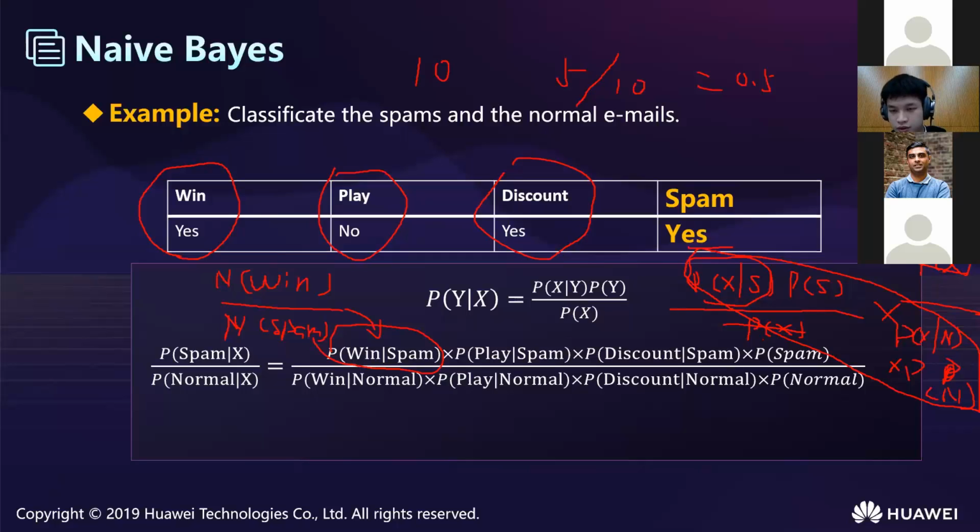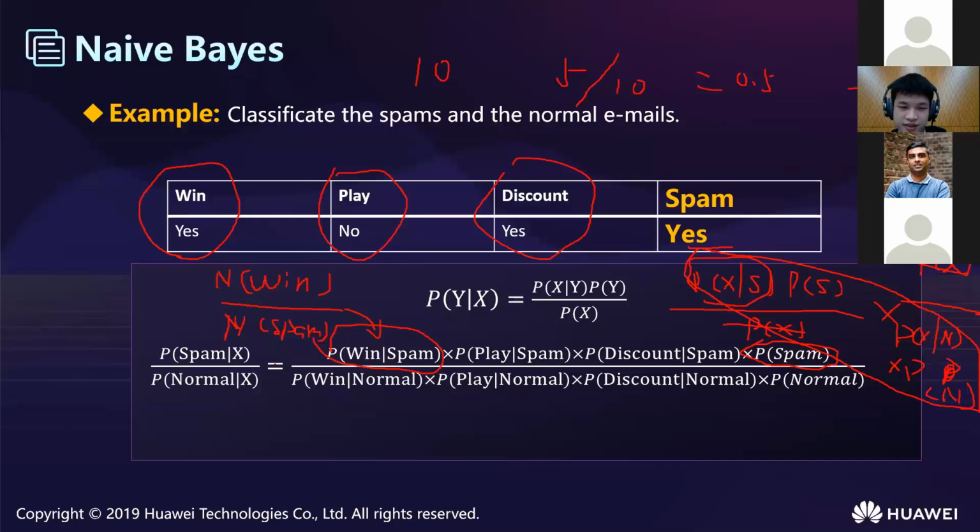So now we need to know how to calculate the probability of spam. We can use the number of spam emails and divide by the number of all the emails. So can you understand it? The probability of spam.